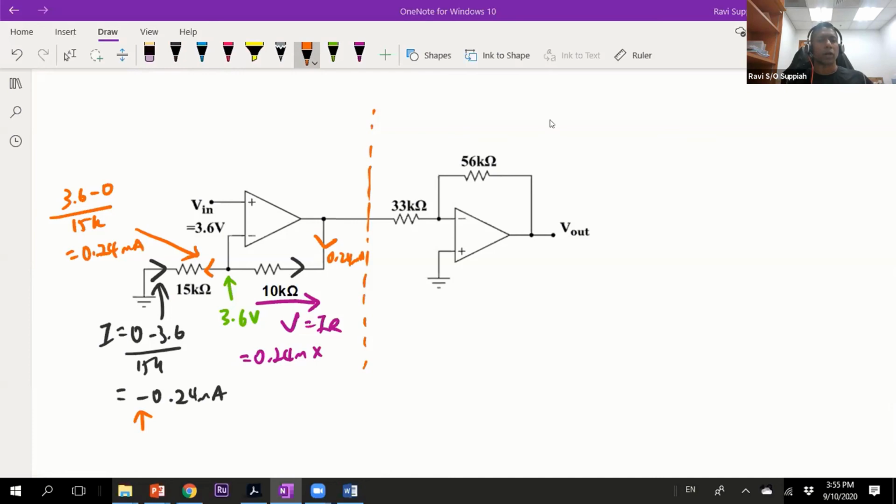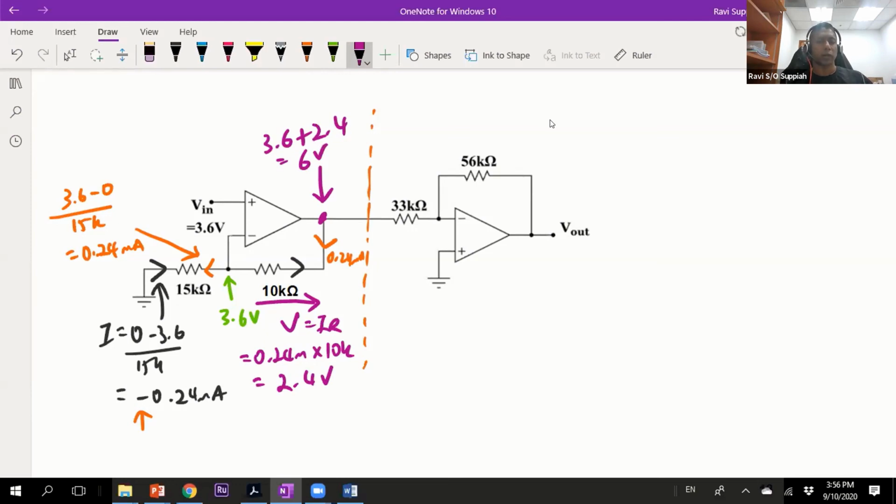So I times R, and this is 10k over here. This will give me 2.4 volts, the same thing as just now. So the voltage at this point here is going to be 3.6 plus 2.4, which gives me a value of 6 volts.